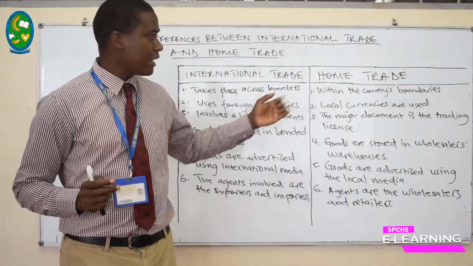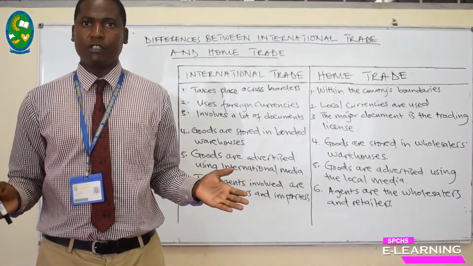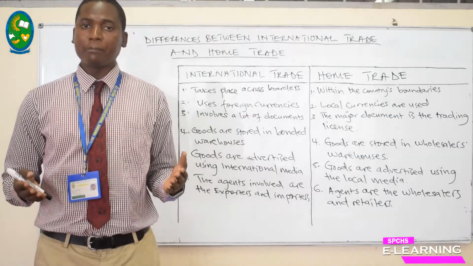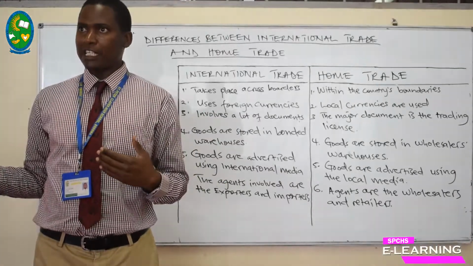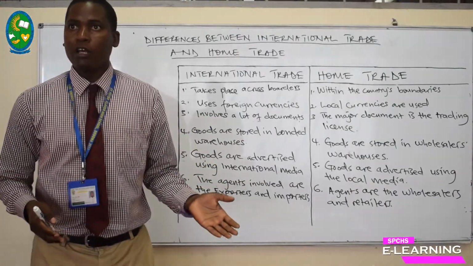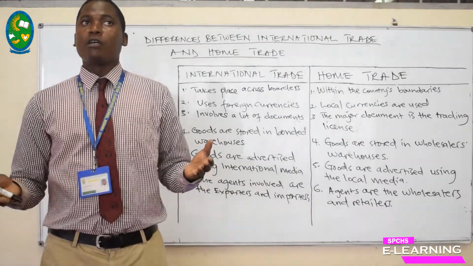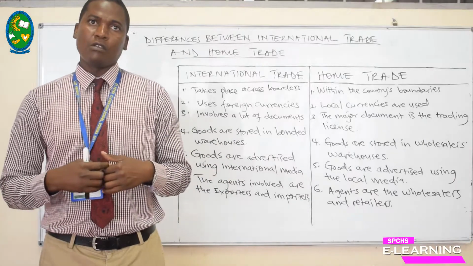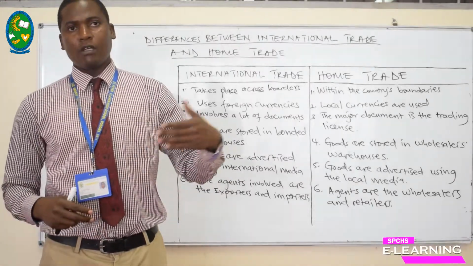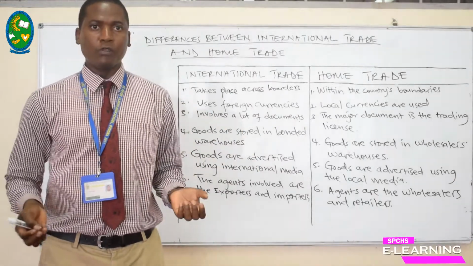Whereas home trade takes place within the country. For example, a trader buying goods from Dar es Salaam and brings them to Dodoma. Or a trader transports goods from Dodoma to other parts of Tanzania, Arusha, Iringa, and so on.